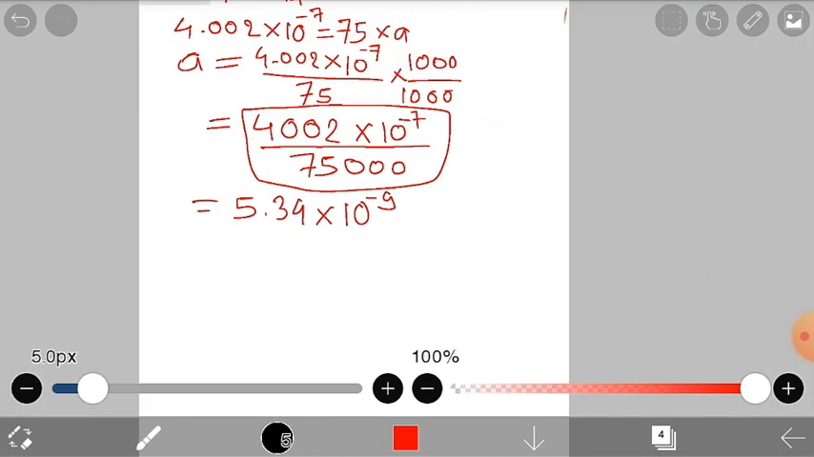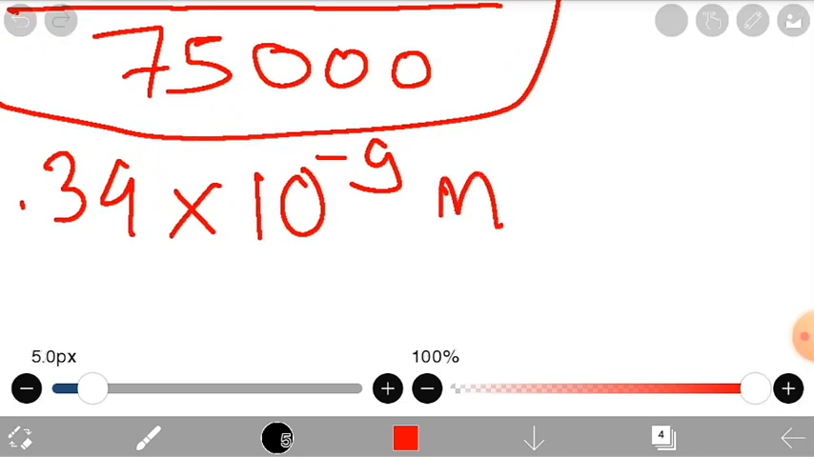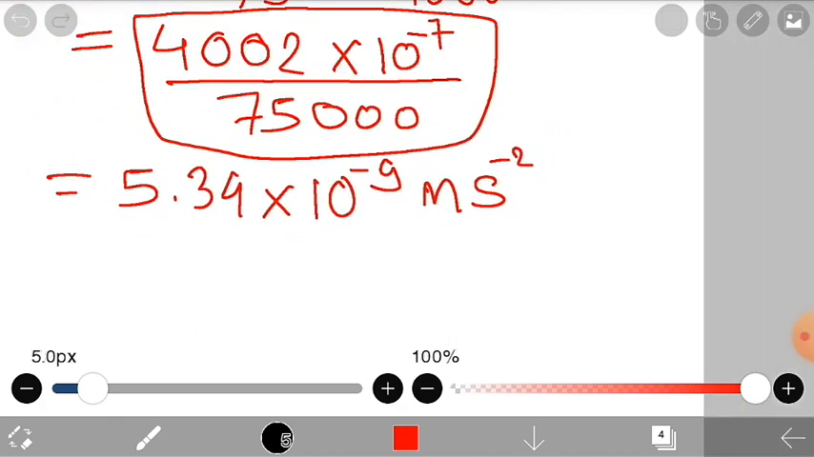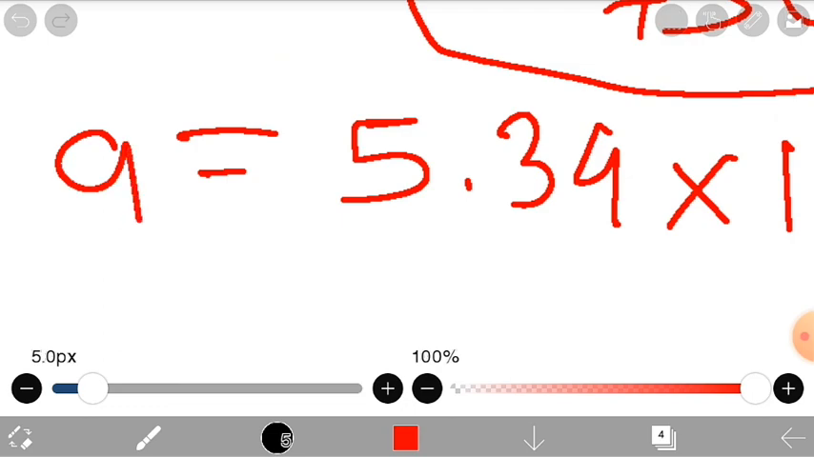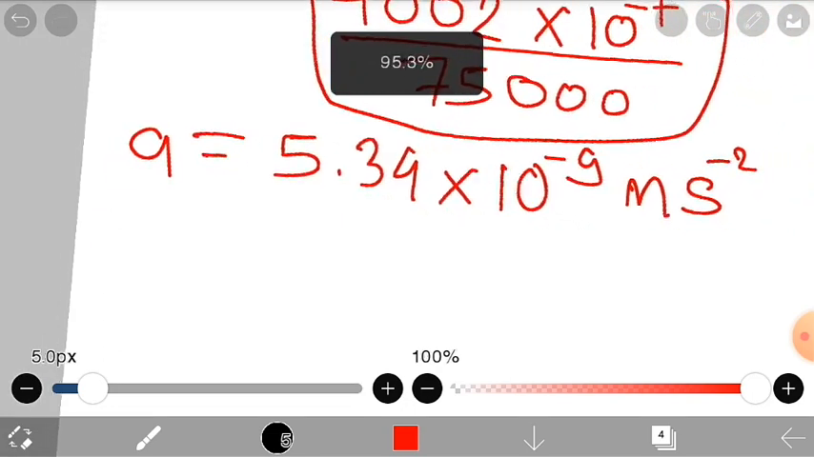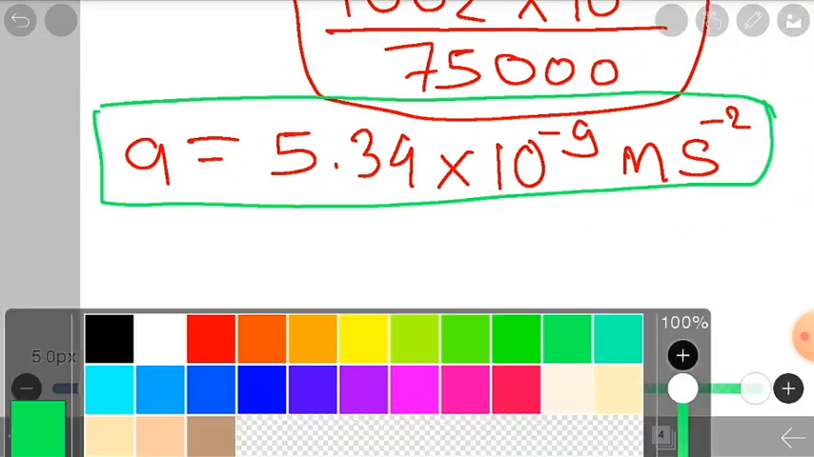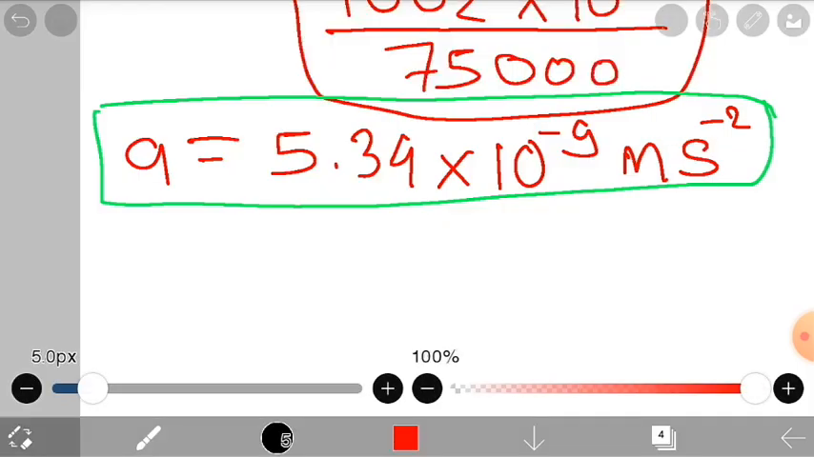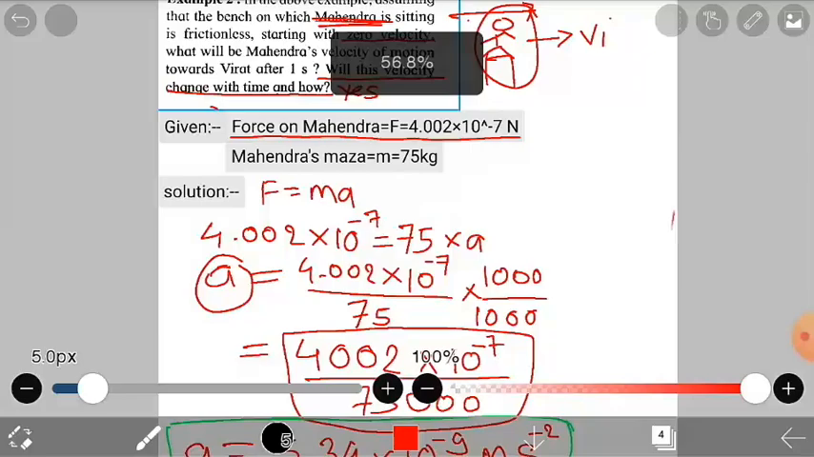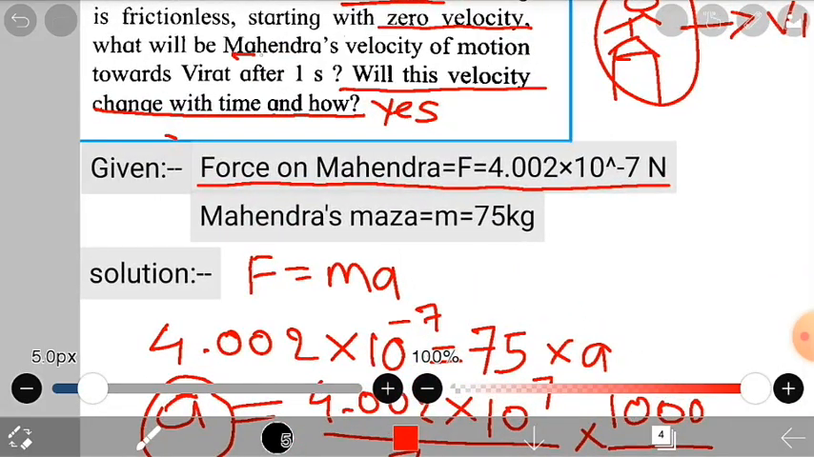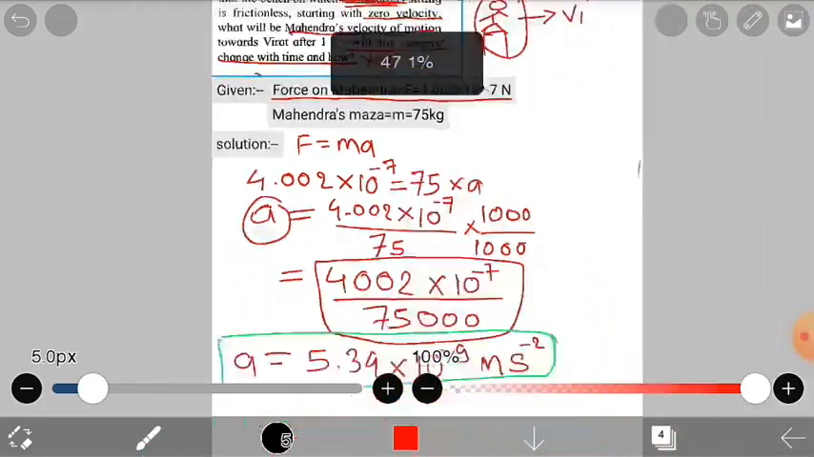What we have calculated is the acceleration, therefore the unit is meter per second square. So this is our acceleration. But in the question it was told that we have to find Mahendra's velocity of motion.